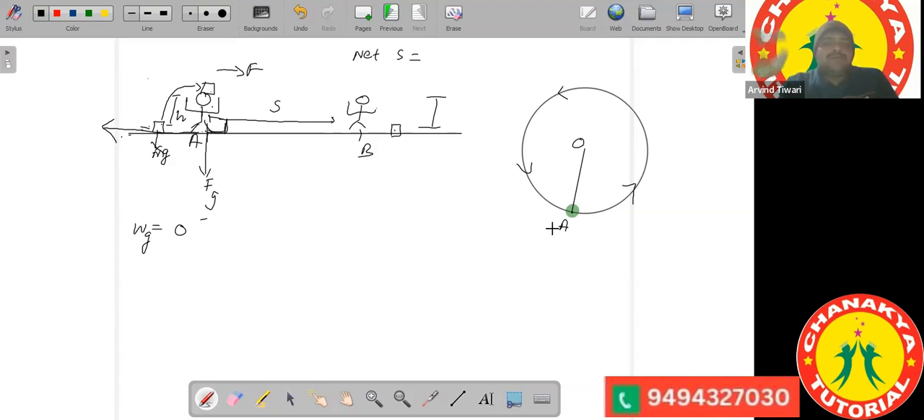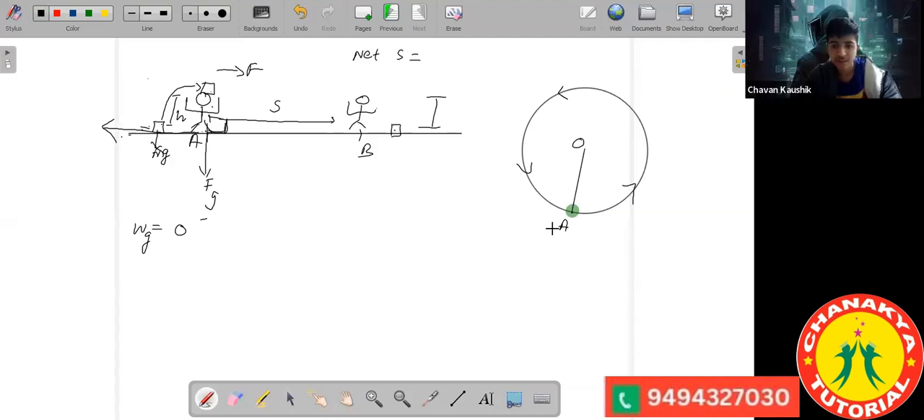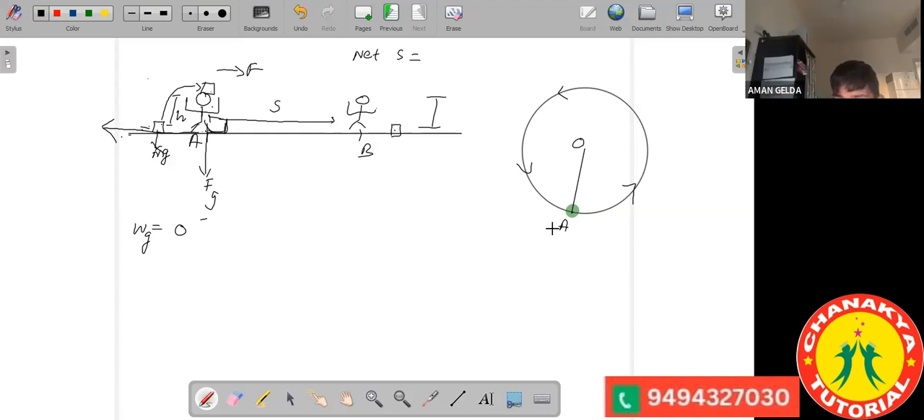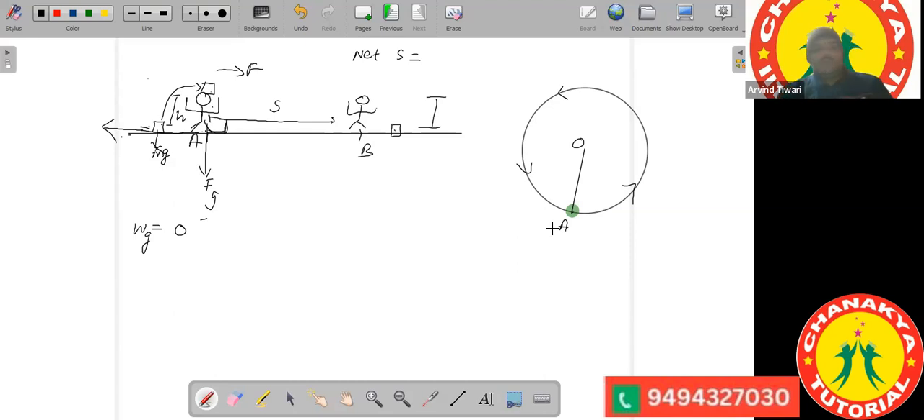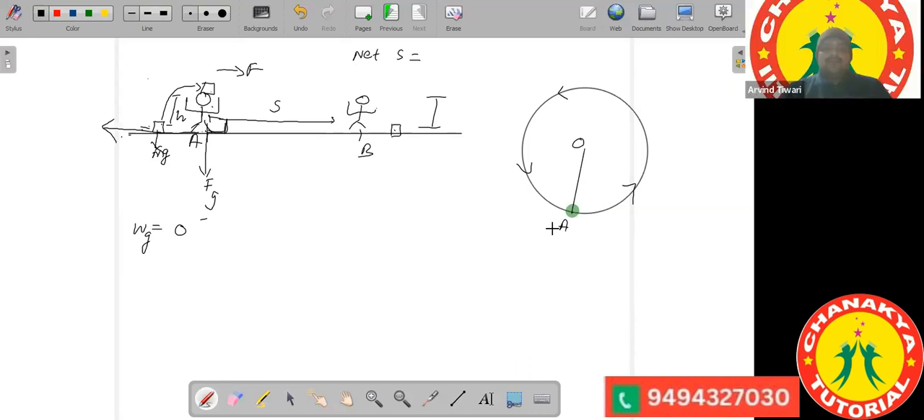Have you done this activity, Aman? Revolving a stone with a thread? No, sir. Let's start this moving. Once it starts moving, in which direction do we need to apply the force for it to move? Sir, any direction. Can you move it by applying force in any direction? We need to apply a force. Okay, Aman? Yes, sir.